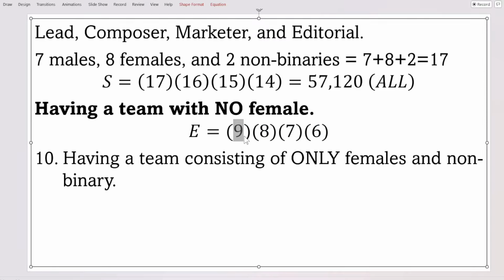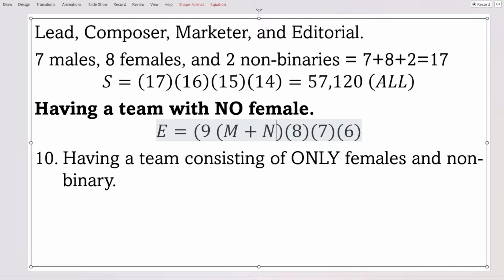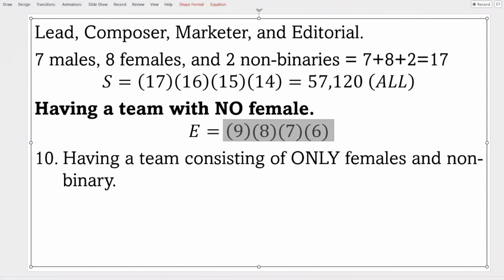Why is it 9 again? Because this is just the number of males plus the number of non-binaries. So that is 7 plus 2, which makes it 9. So put this in the calculator. We get 3024.